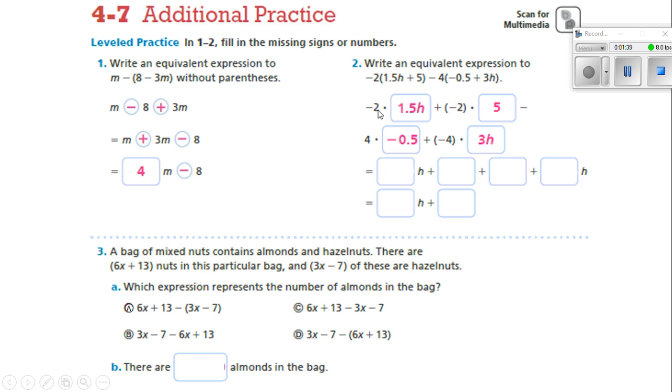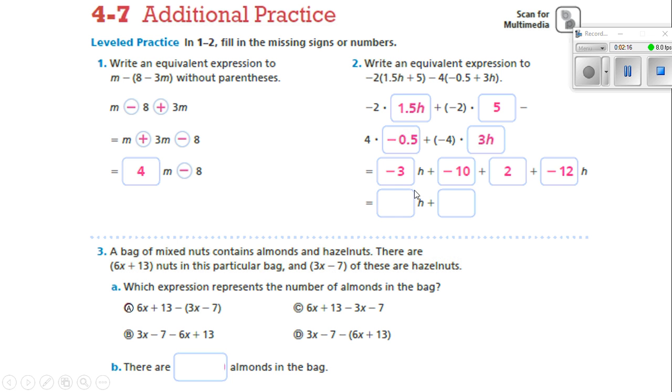And now we start multiplying. Well, negative times a positive will give us a negative, so that's 2 times 1.5 would be a -3h. And then we have a -2 times 5, which will give us -10. Next, we have a -4. Let's not forget that negative sign over here. -4 times -0.5. Well, negative times a negative is a positive, and 4 times 0.5 will give us 2. And now we have -4 times positive 3h, which will give us a -12h.